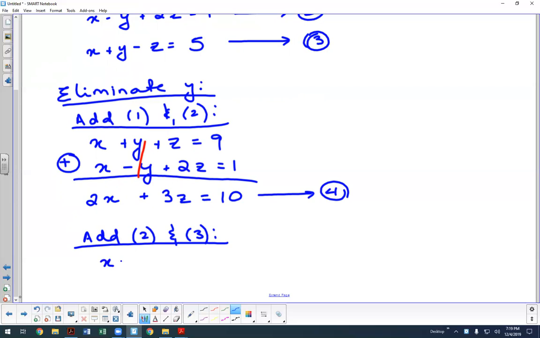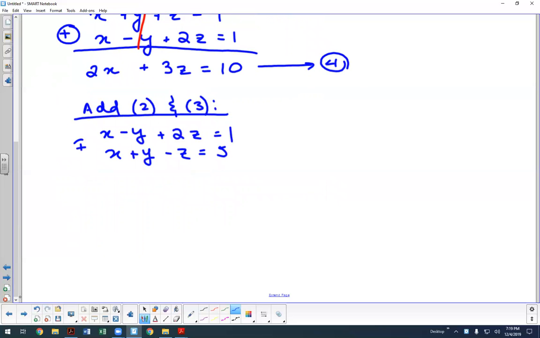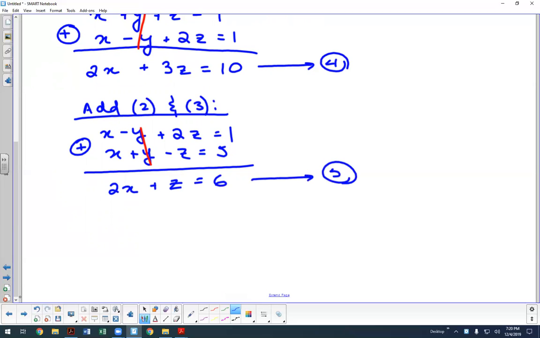That's going to be x minus y plus 2z equals 1, x plus y minus z equals 5. So adding those 2 equations will end up giving us, again, y cancels out, x plus x is 2x, 2z minus z is just 1z, and 5 plus 1 is 6. Let's call that equation 5.